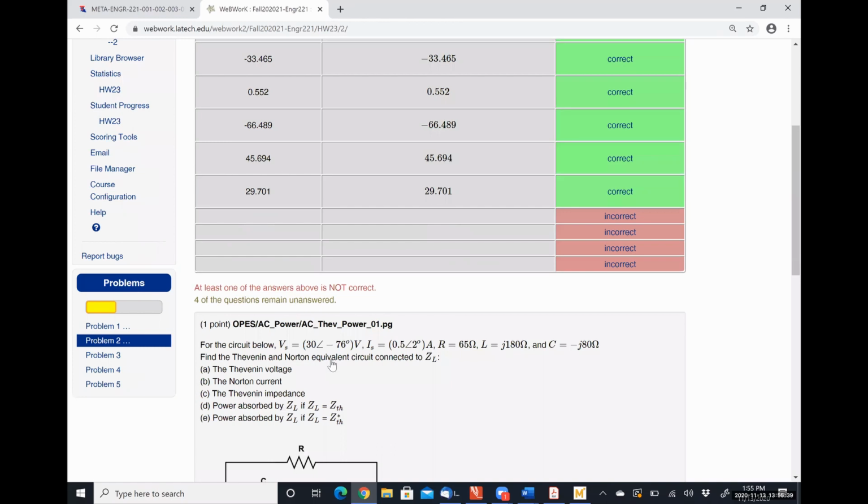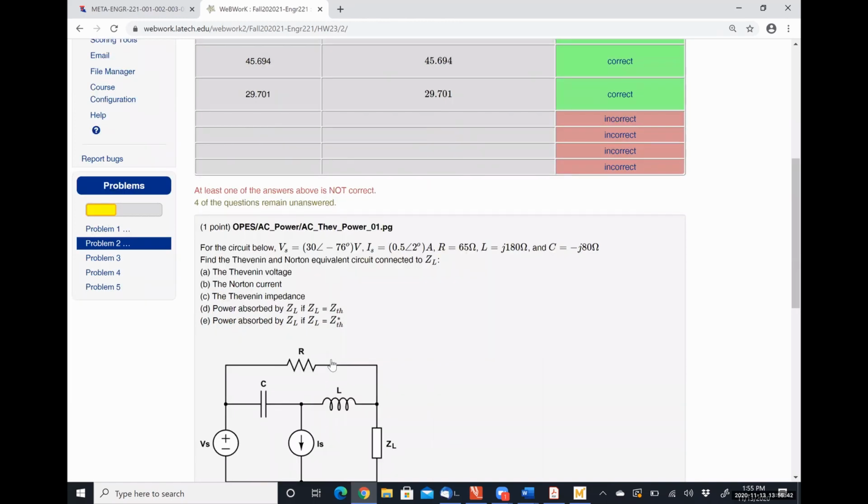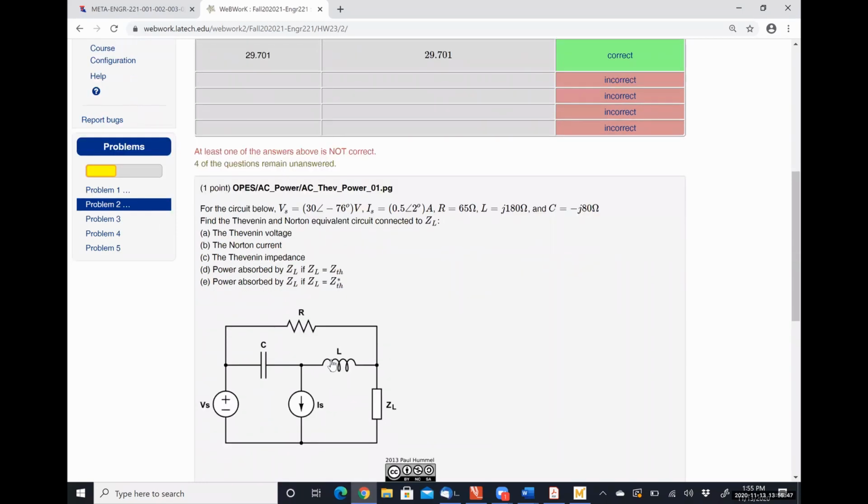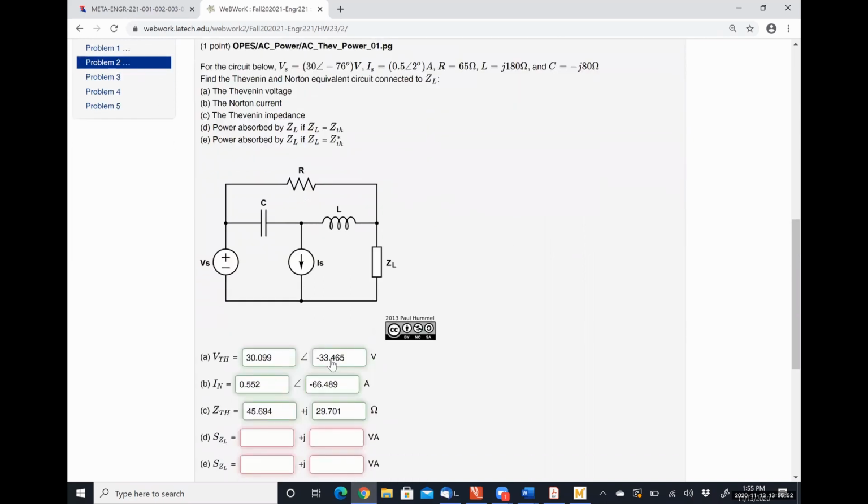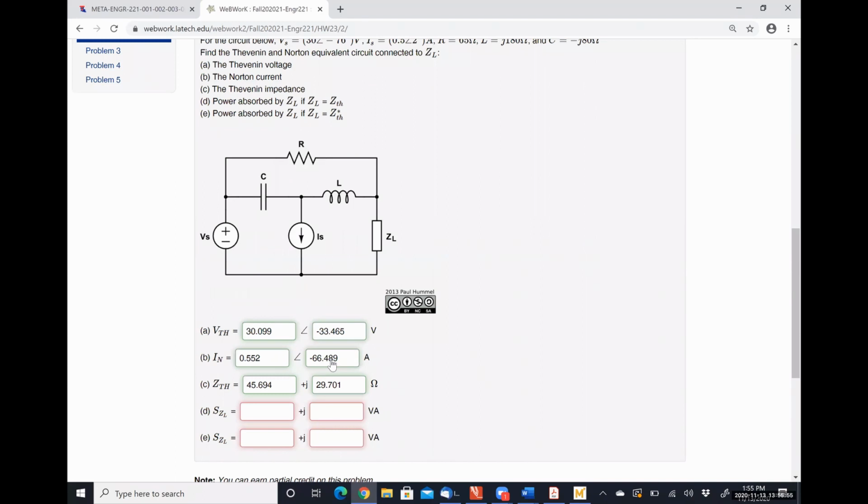Now, it says the power absorbed by the load impedance if ZL is exactly equal to ZTH, and for part E, the power absorbed by the load impedance if ZL is equal to ZTH conjugate. One thing I want to point out here, and this is where a lot of you might get frustrated, is that it's asking specifically for the complex power. It doesn't say that, but it gives you S down here, which is for the complex power. So on your exam, I'm not going to be a jackass like that. I'm going to tell you exactly what quantity I'm looking for, not have any room for argument.